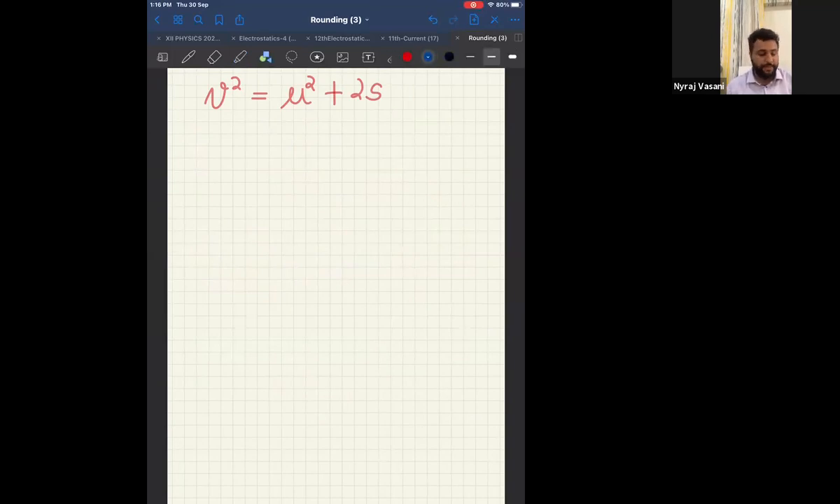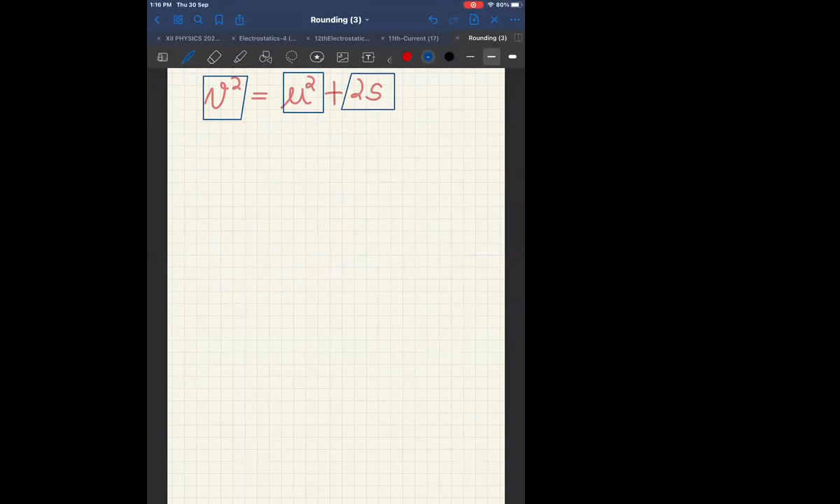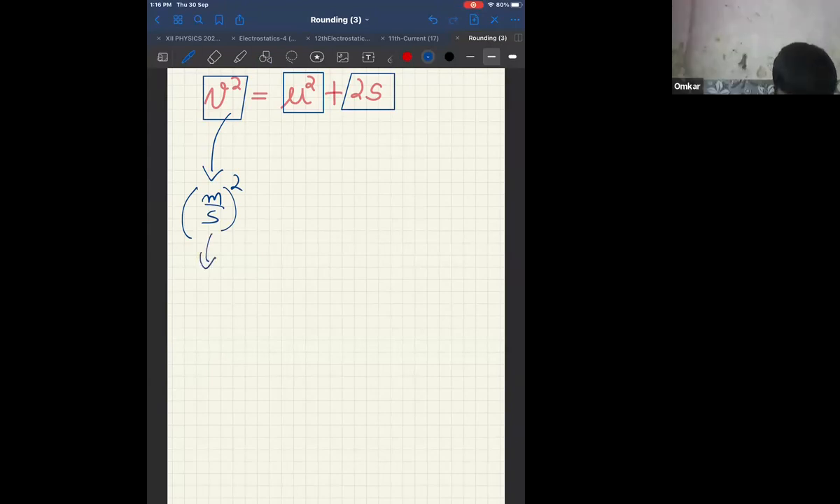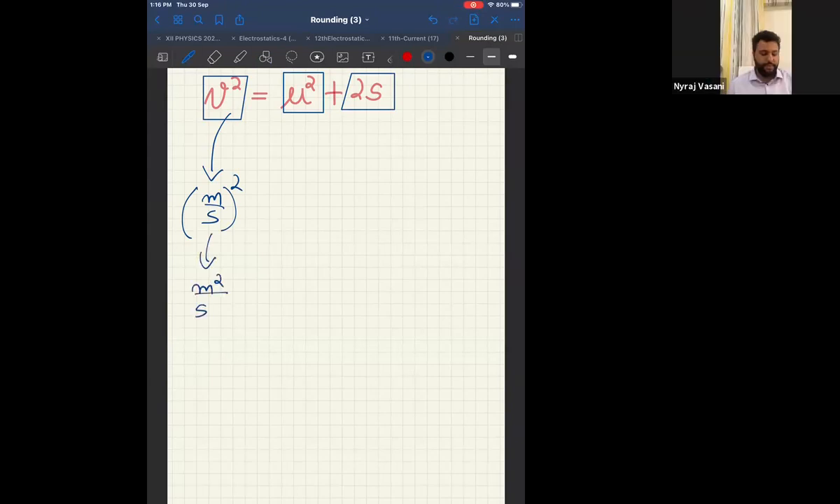Therefore, first, how many groups can I make? I can again make 3 groups: 1, 2, 3. Now, the first group is V square. Now tell me, what is the unit of V? It is meter per second, but it is V square. Therefore, I will write it as meter per second the whole square. Now, meter per second the whole square is nothing but meter square per second square. Now, meter square per second square, the dimension is L2 M0 T minus 2 for the first one.